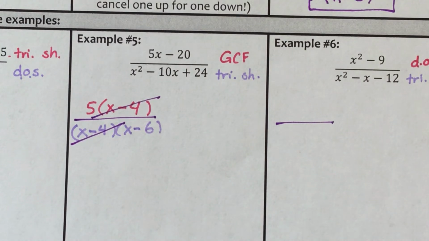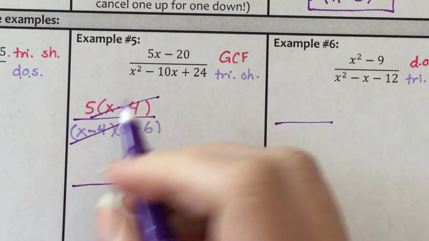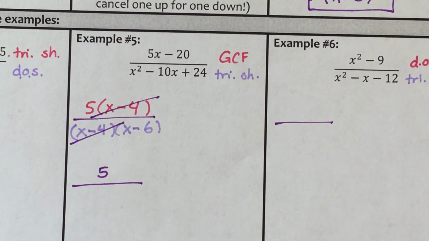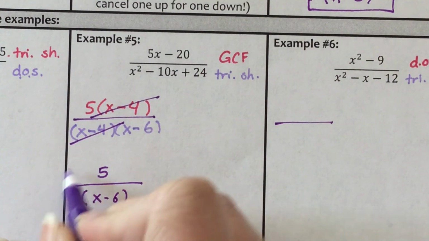All right, let's rewrite. So draw a fraction bar. Whatever is not crossed out on the top remains on the top. Whatever is not crossed out on the bottom, x minus 6, remains on the bottom.